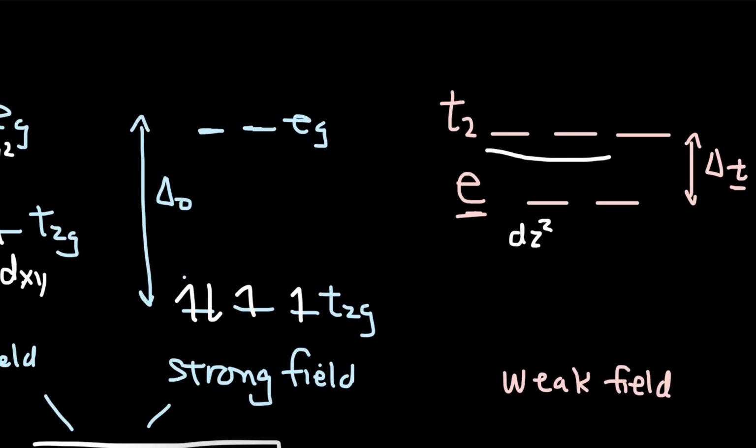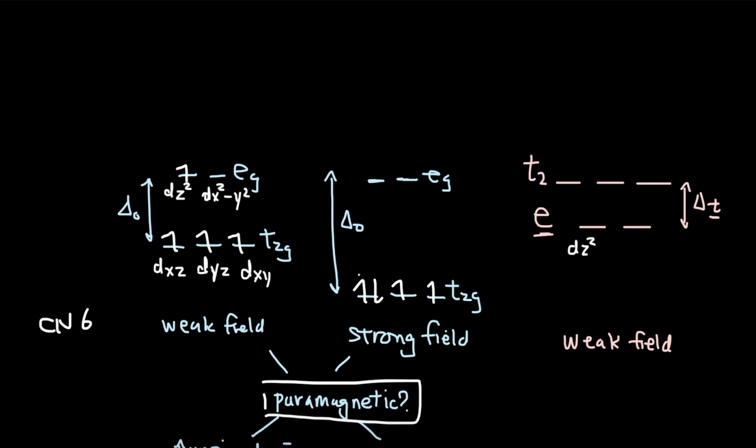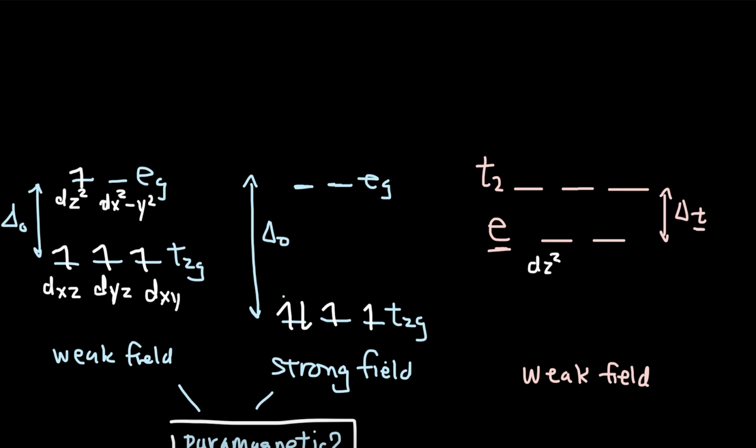Now we'll talk about the tetrahedral arrangement. The tetrahedral arrangement is basically the flipped version of the octahedral, so your e is put at the bottom and your t is put at the top, except there is no more g, so you just say e and t2. And of course e has 2 orbitals and t has 3 orbitals. The splitting energy is also called delta t, and that splitting energy is smaller than the octahedral splitting energy.